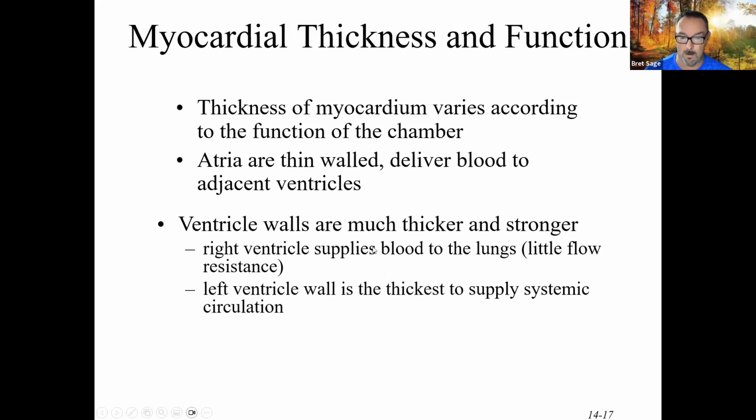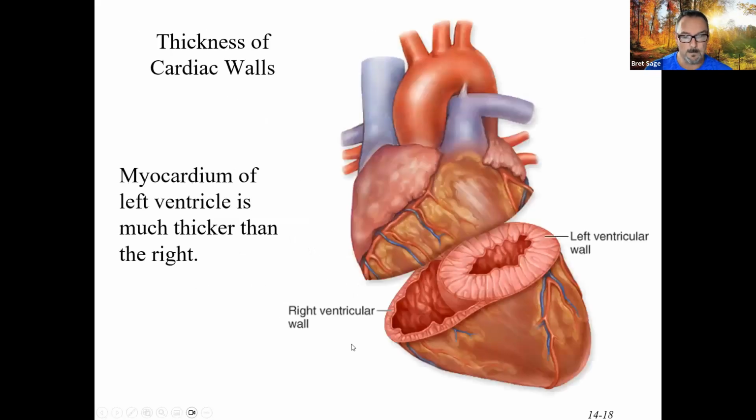The ventricle walls, however, are thicker and stronger because they're not just pumping blood from one chamber to another, they're pumping blood away from the heart to the body. Now, what you'll see is that the right ventricle is going to be a little bit thinner walled than the left because it only has to supply the lungs, whereas the thickest wall is going to be on the left ventricle because it has to supply oxygenated blood to the entire body: head, shoulders, arms, abdomen, hips, and legs. Okay, so you can see here, the left ventricular wall is much thicker than the right ventricular wall, and even both of those are thicker than the atrial walls.